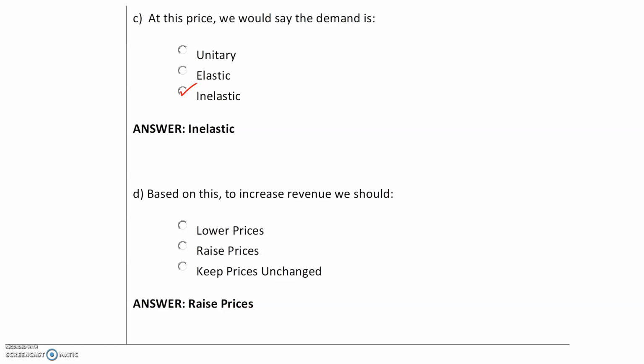And based on this, to increase revenue, we should raise prices. Because if we raise prices, the price goes up, so this is your price, it increases. The quantity stays the same. So price increases, quantity stays the same. This means your overall revenue is going to increase.